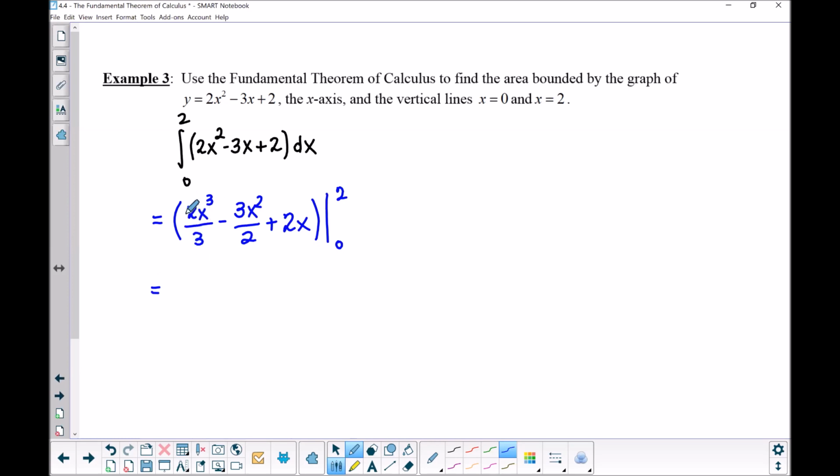So if we take 2 times 2 cubed, which is 2 times 8, that's our 16. And then we take 2 and square it and multiply it by a 3. So we're looking at 12 over 2, which is 6. 2 times 2 is 4. We will subtract. And now 0, you're going to get to know this right there.